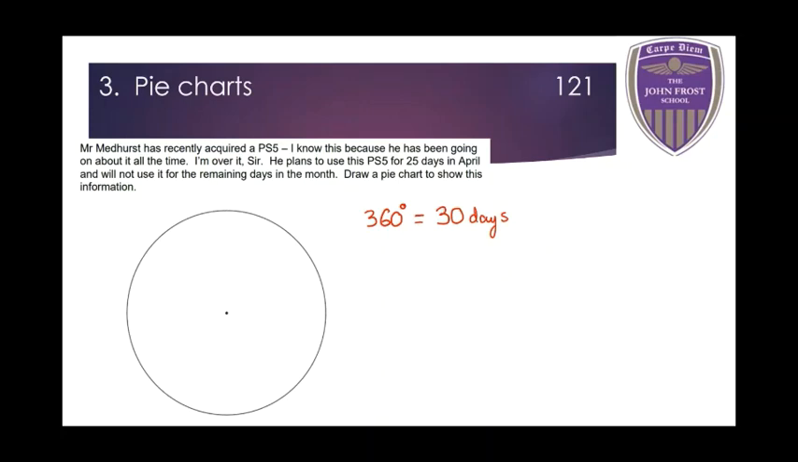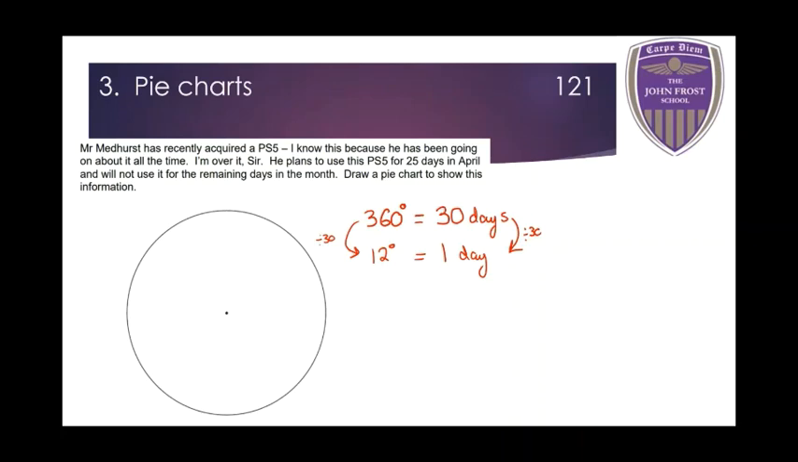And that means that the 360 degrees, all the angles in this circle have to add up to 360, and that represents 30 days. So first of all, let's find out how many degrees represent one day. Now to go from 30 to 1, I divided by 30. So to do the same to this, 360 divided by 30 equals 12 degrees. So I now know that 12 degrees is going to be roughly equal to 1 day, or 12 degrees will equal 1 day in this case, okay?